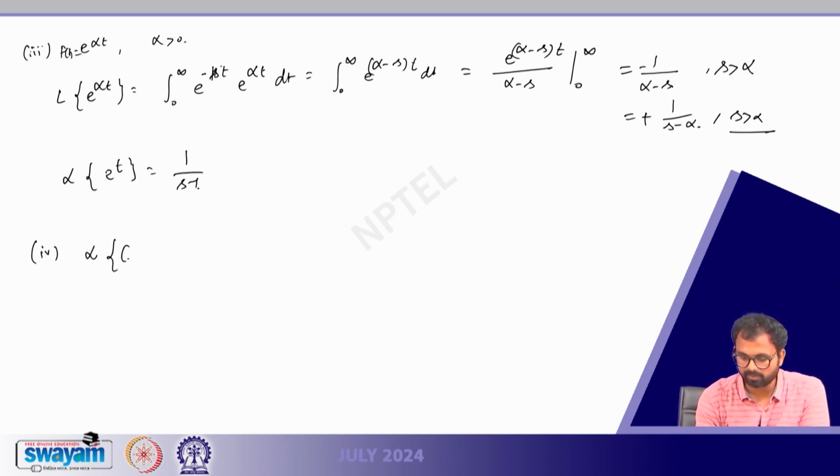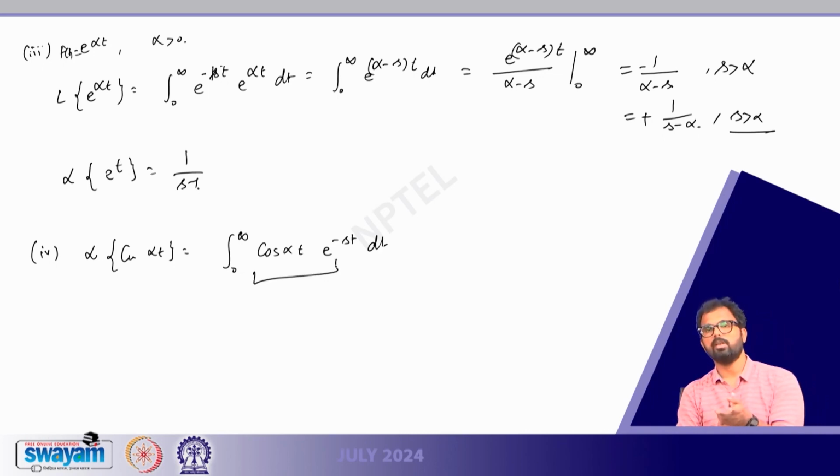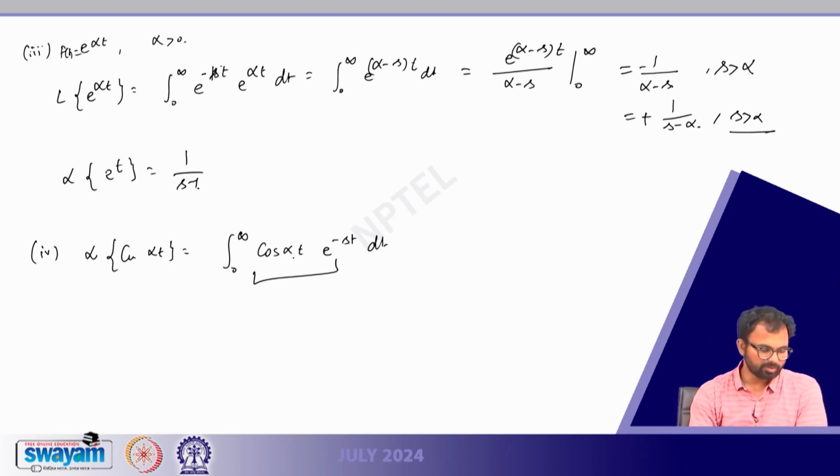Okay, now the fourth one will be the Laplace transform of cos of alpha t. So this will become the integral from 0 to infinity of cos of alpha t e to the power minus st dt. Here you have to do integration by parts, where you have one function as cos and the other function as exponential. You must have done it before, and if you do this calculation, you'll end up getting s by s square plus alpha square, where s is positive.